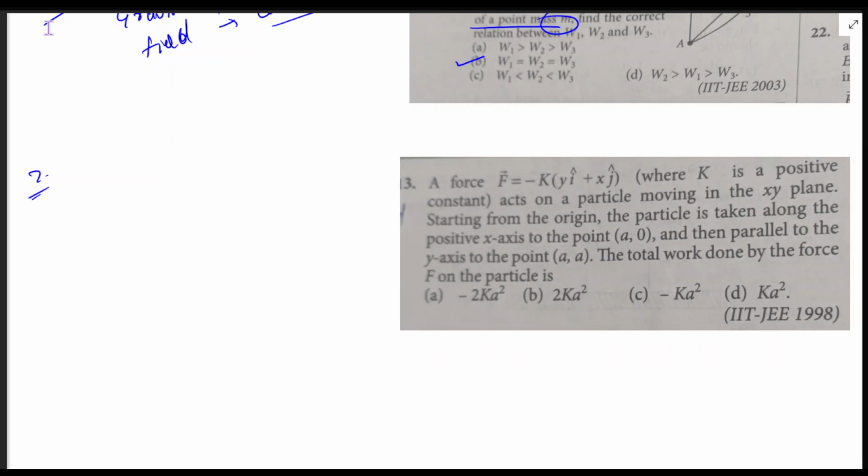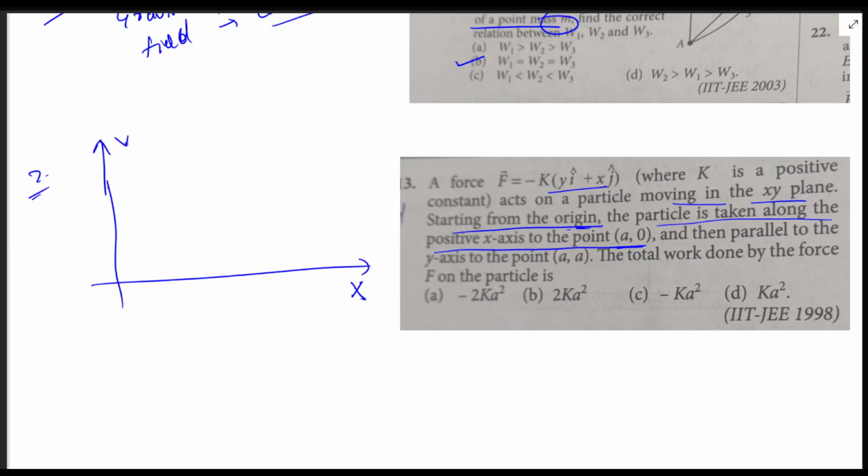So here we have a question. There is a force like this, in x and y, on a particle moving in the xy plane. Okay, perfect. Starting from the origin. The particle is taken along the positive x-axis to the point a comma 0. So let me make this, let's say we have the x-axis and this is the y-axis. So I'm just showing the path of the particle. It's starting from 0 comma 0, then it is taken to a comma 0, then parallel to the y-axis to the point a comma a, right? So actually the particle is taken on this path.